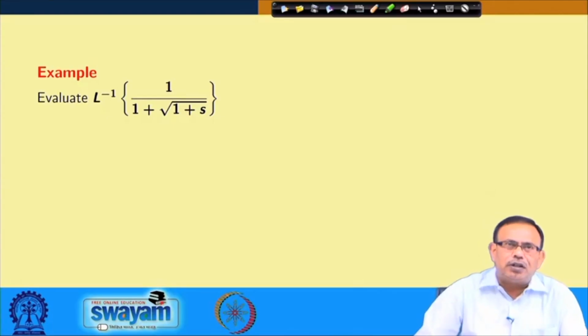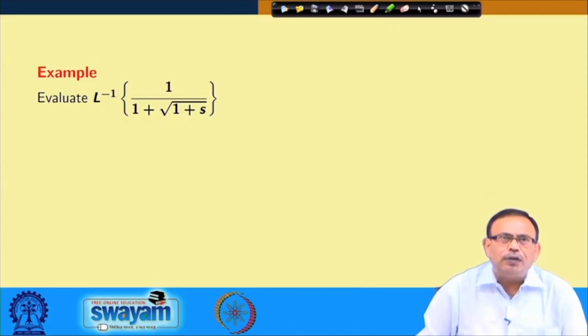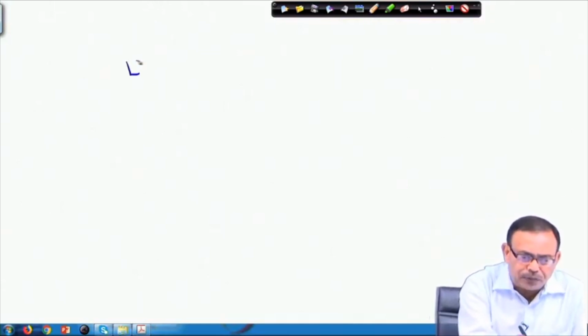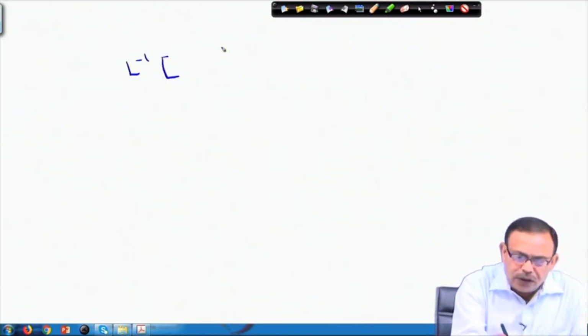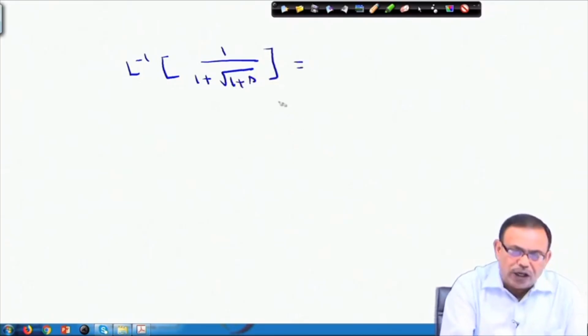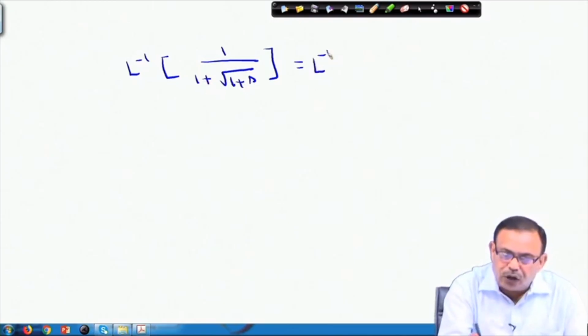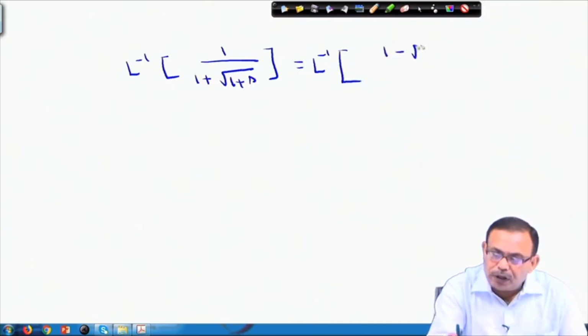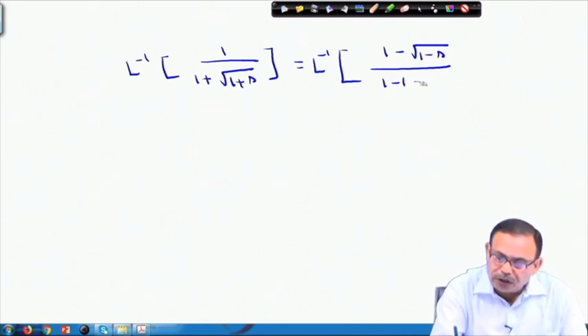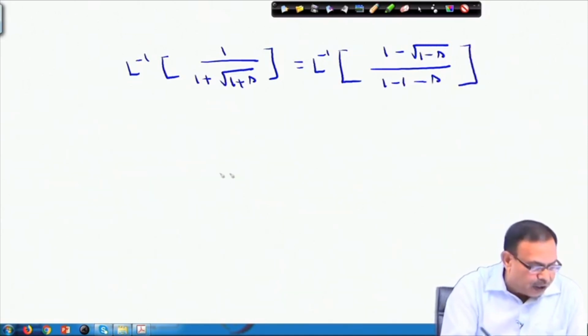Now, let us see the next example, that is the Laplace inverse of 1 by 1 plus root s. For this case, what happens? Your problem is the Laplace inverse of 1 by 1 plus root s. Obviously, this denominator you cannot handle. So, I have to multiply both numerator and denominator by 1 minus root s, the normal algebraic operation. If I multiply by this 1 minus root s, then the denominator becomes 1 minus s.